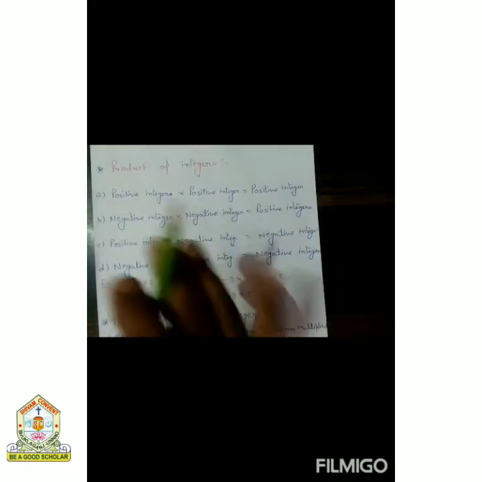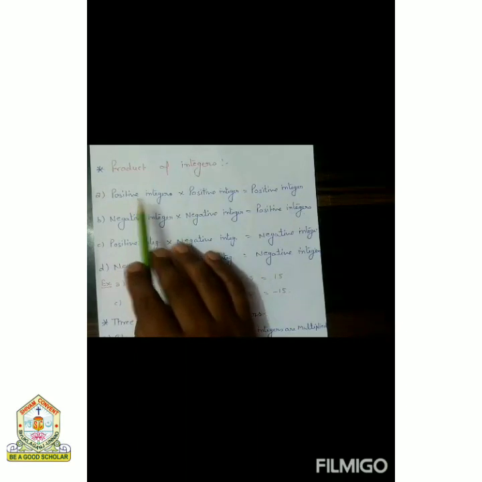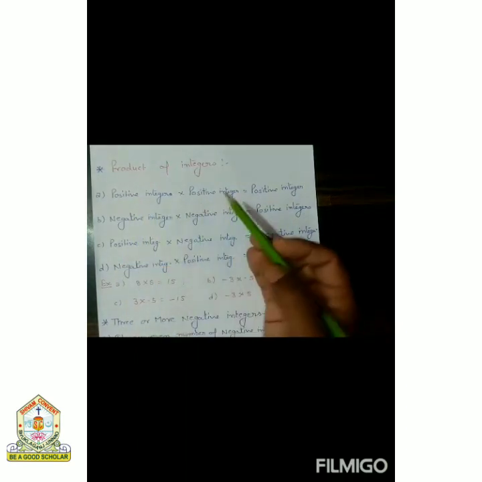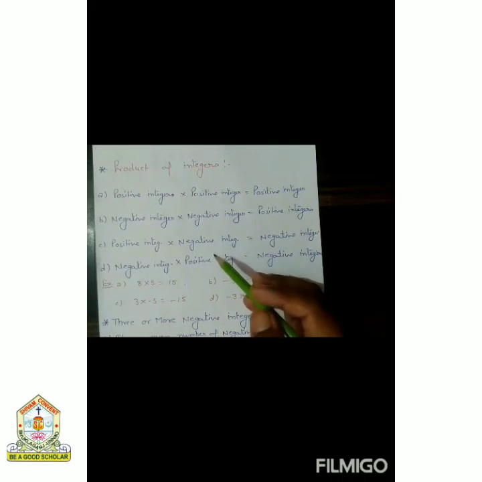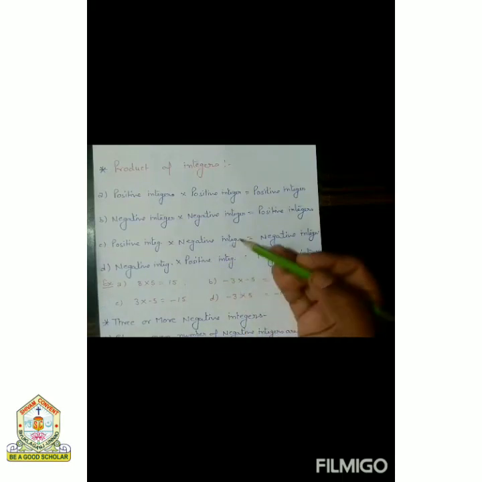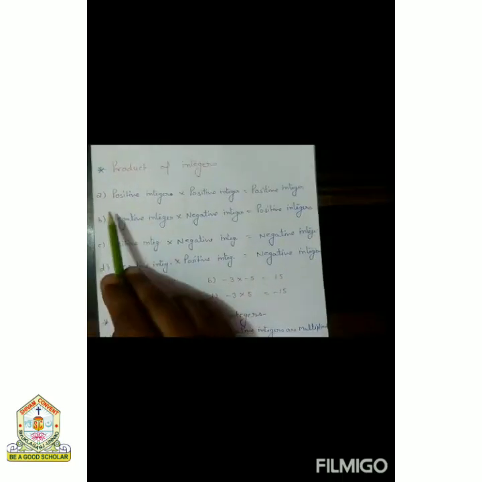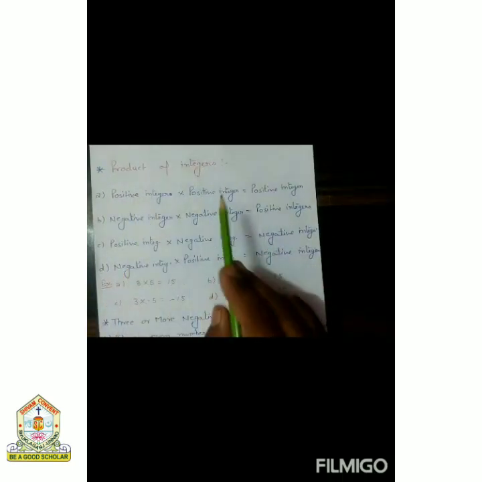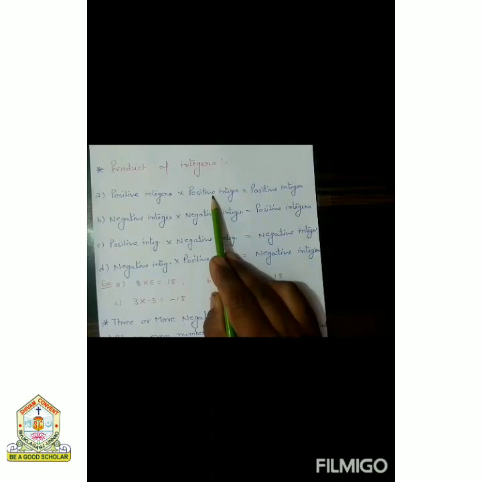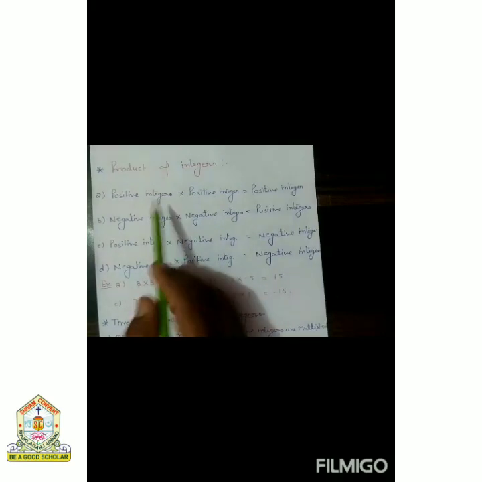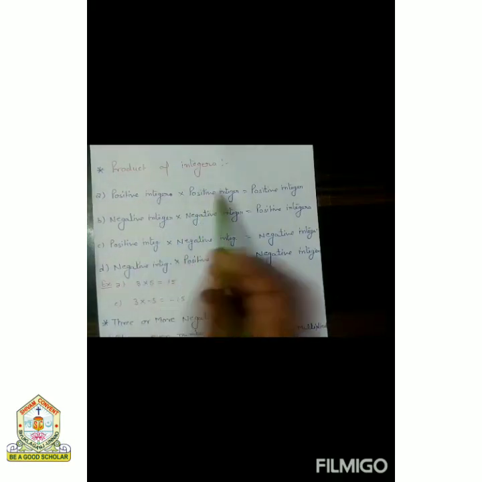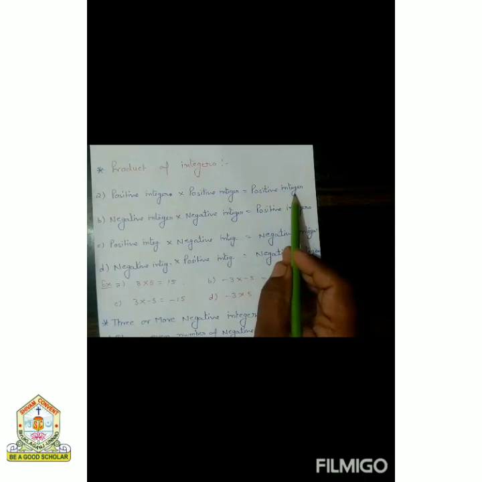The first case is when any integer is multiplied by another integer. We have 4 ways of finding the product of any two integers. The product of integers depends upon the sign which is present before the integer. The first case is that whenever the first integer is positive and the second is also positive, their product is also a positive integer. Means when we find the product of any two positive integers, their product is also a positive integer.